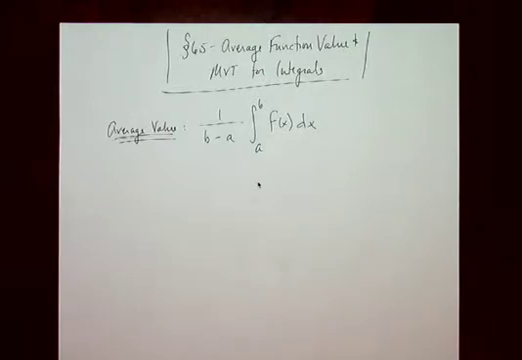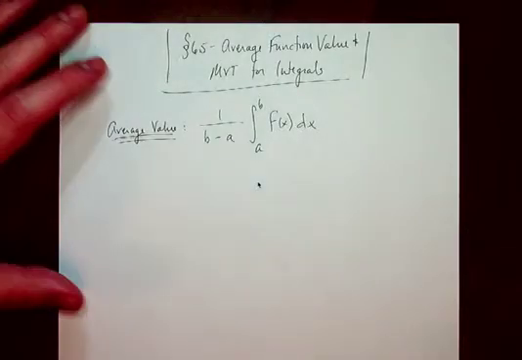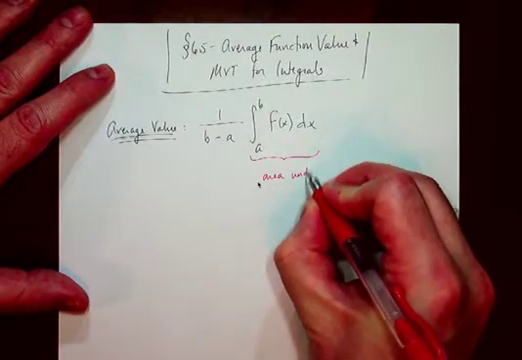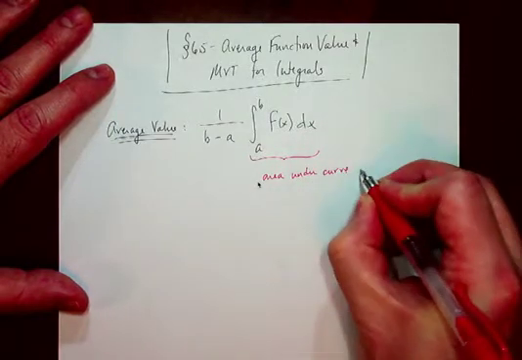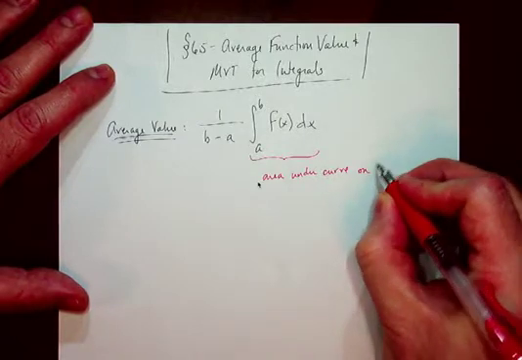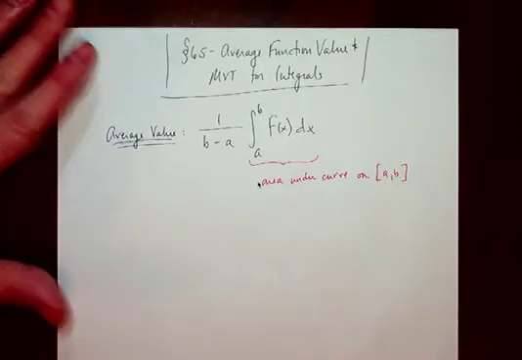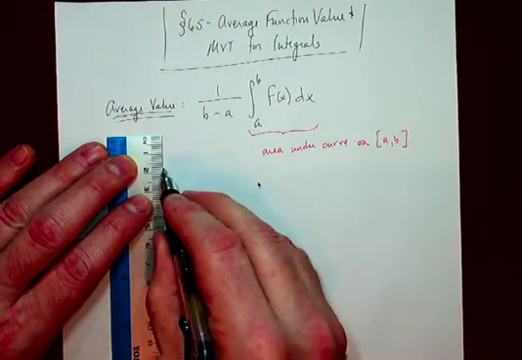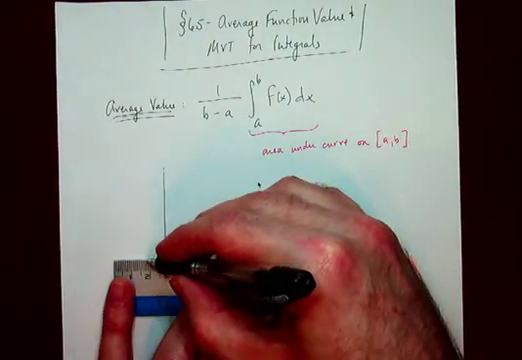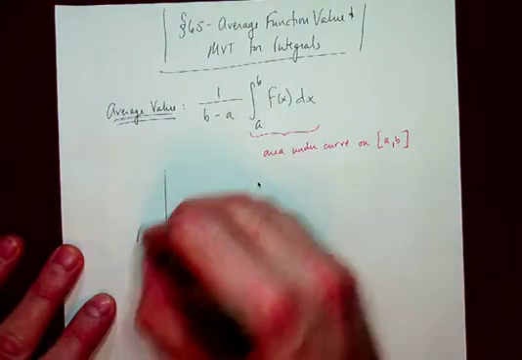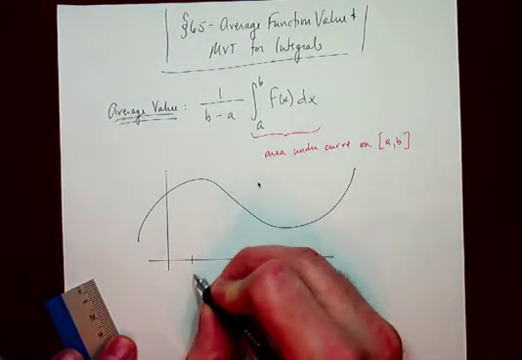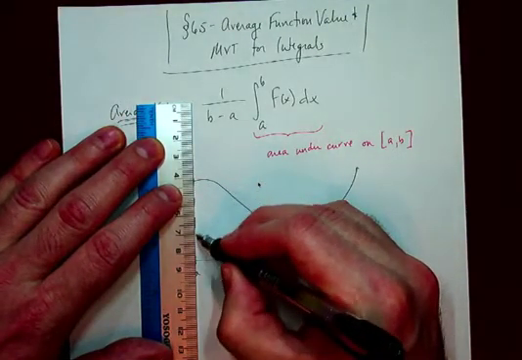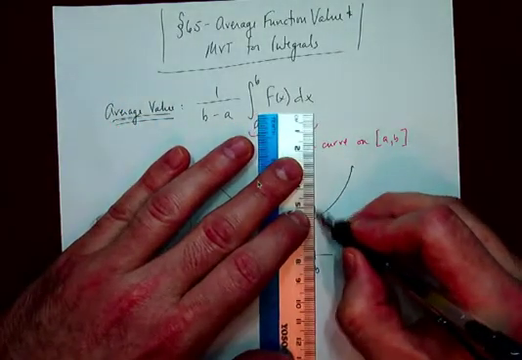Now, when we're talking about the average function value, remember that this right here is how we find the area under the curve on our interval, on A to B. So let's go ahead and I'll describe it the same way that I did on Friday. Now, if you have a function and you want to find the average value from A to B, the first thing you need to do is find the area from A to B.